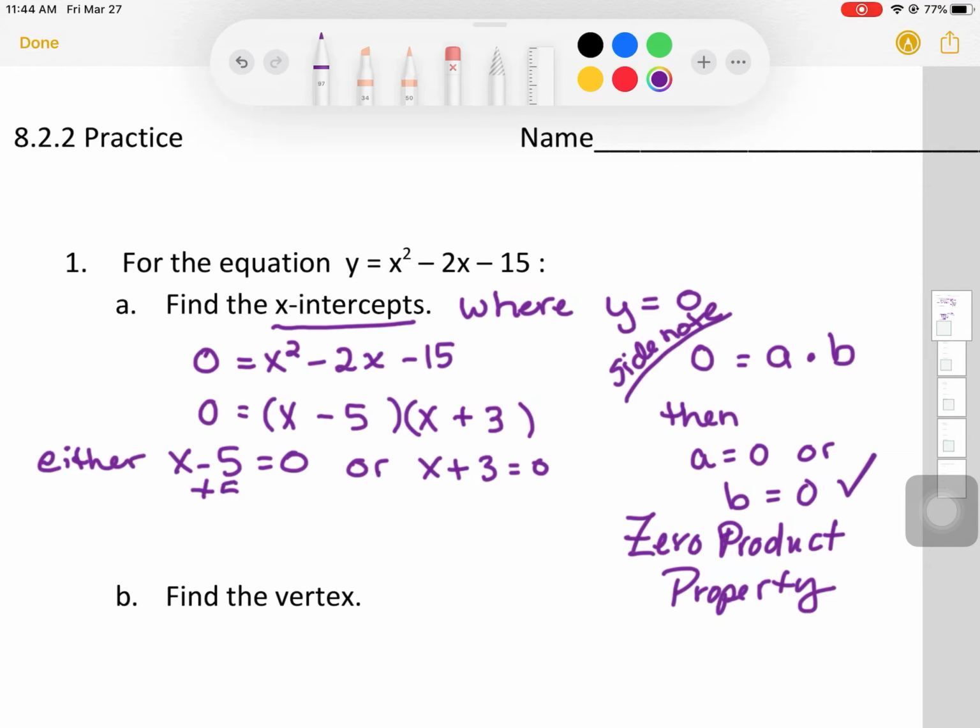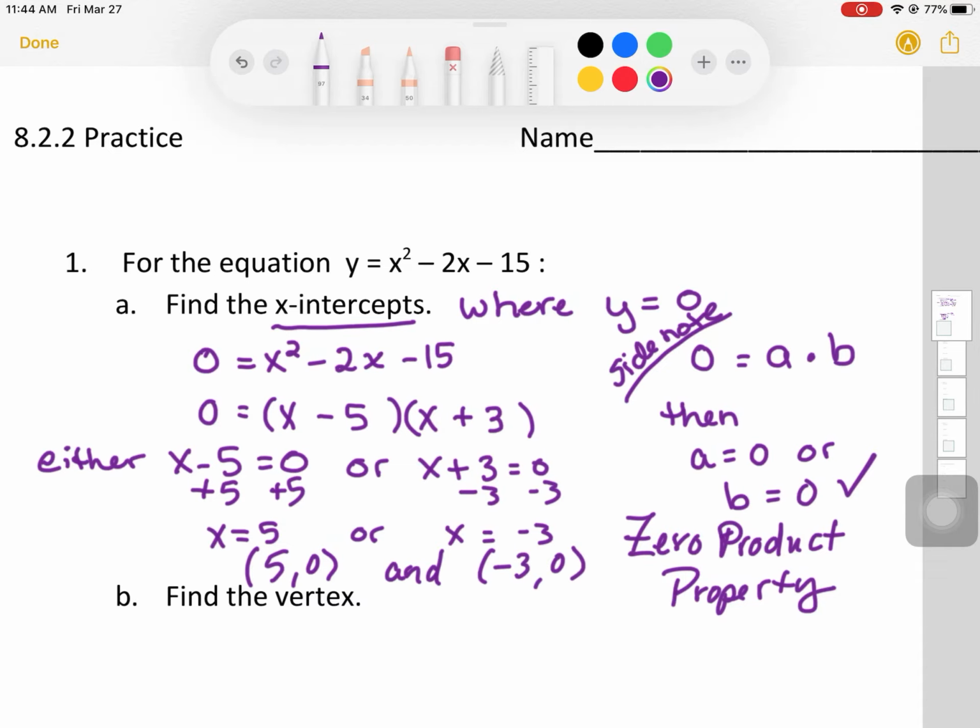If this is the case, then I can now solve this. So I get x equals 5 or x equals negative 3. So it means I have two x-intercepts, which totally makes sense. We've seen that many times when we look at the graph of a parabola, that we have two x-intercepts. So we're looking at the x-intercept of (5, 0), and the x-intercept of (negative 3, 0).